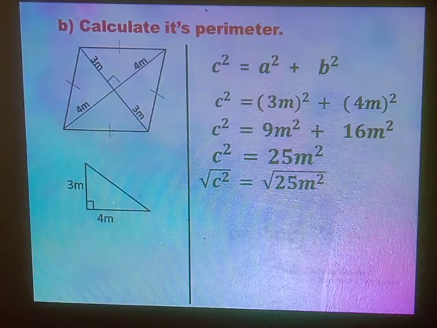Square root of c squared will be c. The square root of 25 is 5. The number you multiply by itself to give us 25. That is 5. 5 times 5 will give us 25. Now the square root of square meters is meters, of course. But remember, our question was clear. Calculate its perimeter. We are supposed to get the length around the figure. So we have found out now that each side of our rhombus is 5 meters.